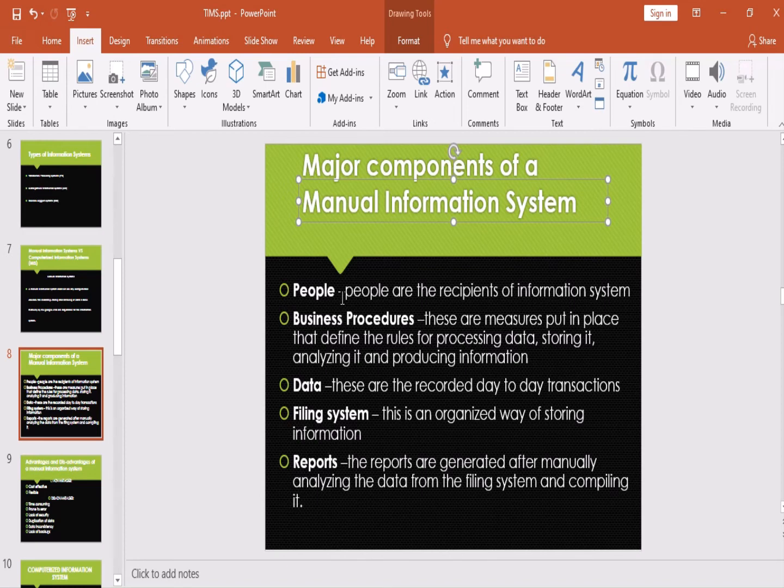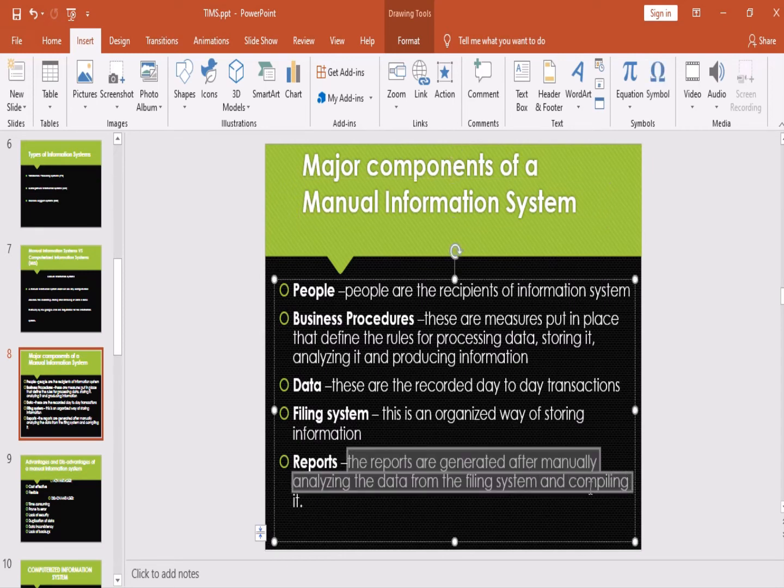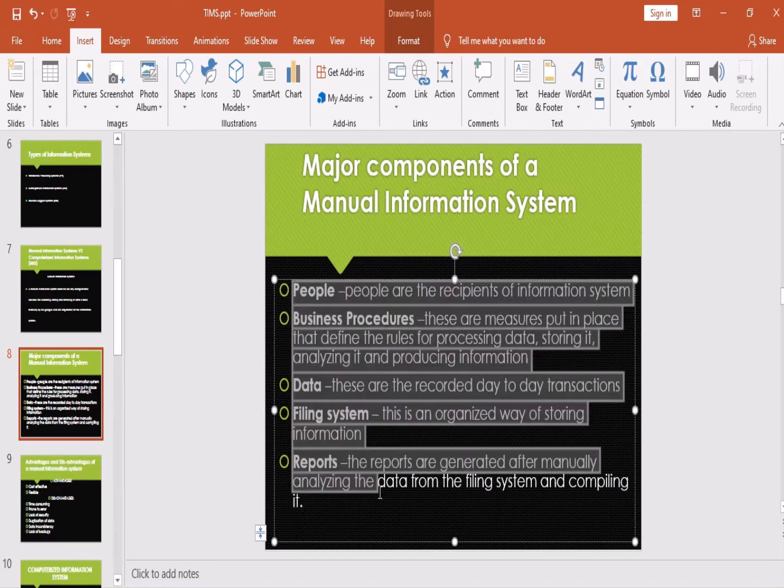People are the recipients of the information system, and business procedures are measures put in place that define the rules of procedure for storing data, analyzing it and producing information. Data are the recorded day-to-day transactions. The filing system is an organized way of storing information. Reports are generated after manual analysis of the data from the filing system and compiling it. So these are the components used in the manual information system. Whatever data is stored here may be in text, image or video format, which can be represented as a text management system.